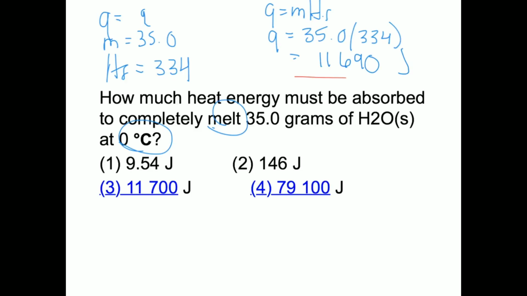Notice my calculator answer does not exactly match any of the answer choices, but it does match the rounded answer choice, choice 3. That is because choice 3 is written to the proper number of significant digits.